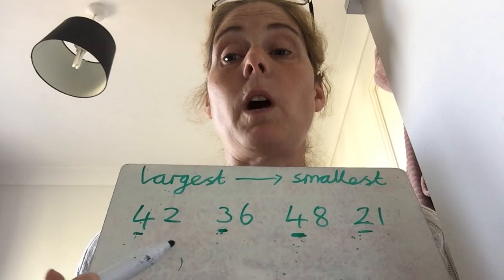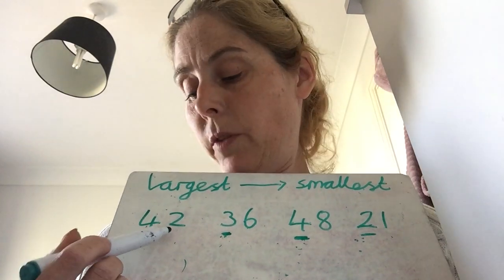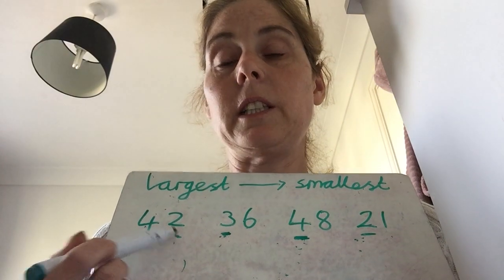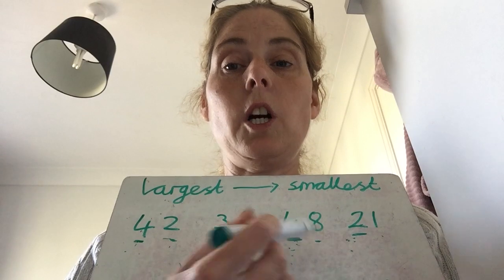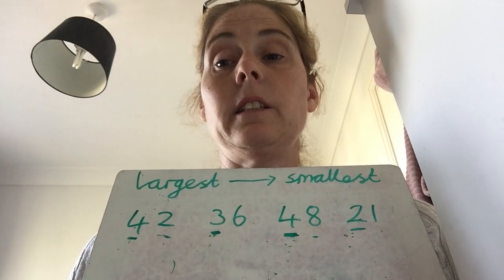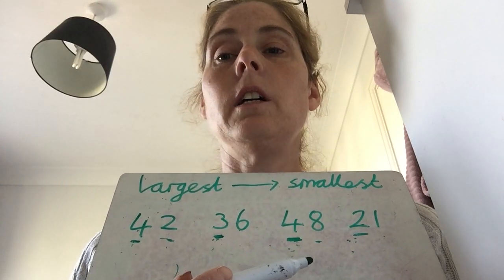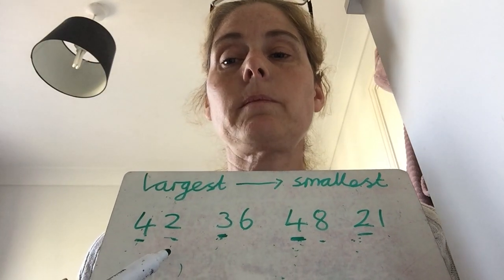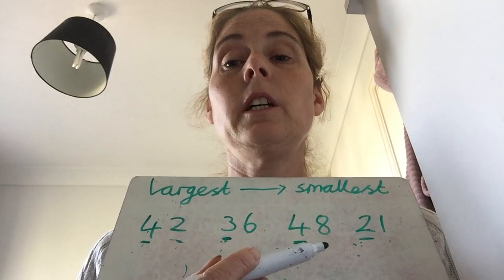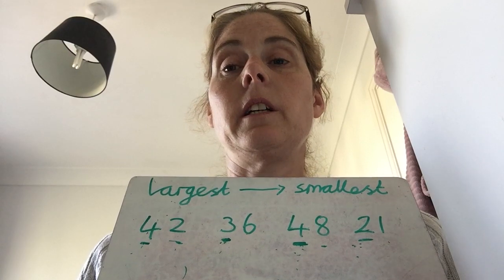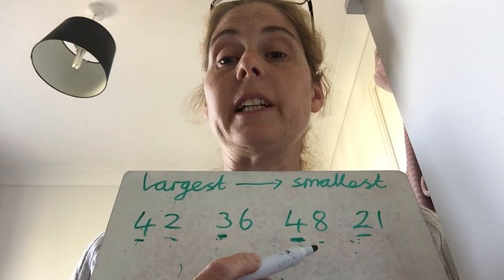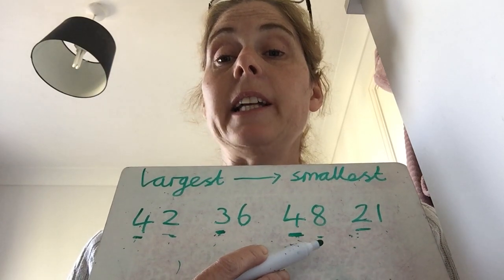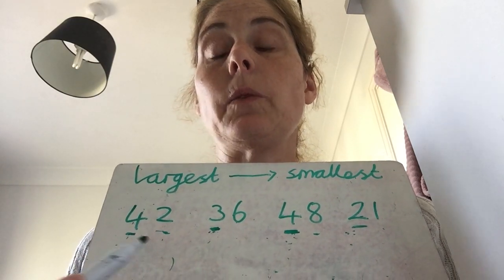Good, we need to look at the ones number. Okay, so if we look here, how many ones has this one got? 2. How many ones has this one got? 8. So which one is bigger? Which one is larger? Is it the one with 2 ones or the one with 8 ones? It's going to be the one with 8 ones, isn't it? Because 8 is larger than 2. So we're going to start with 48.